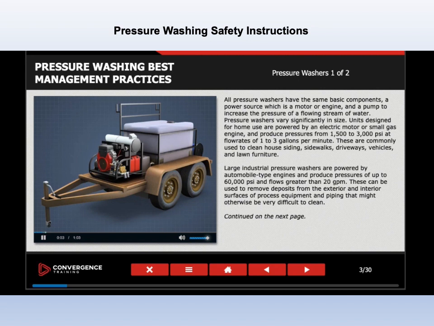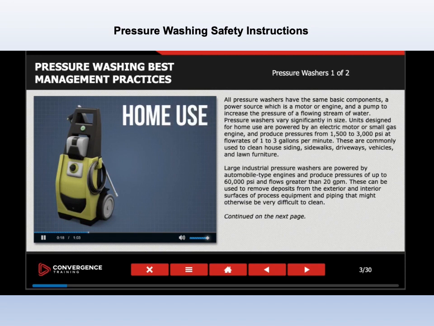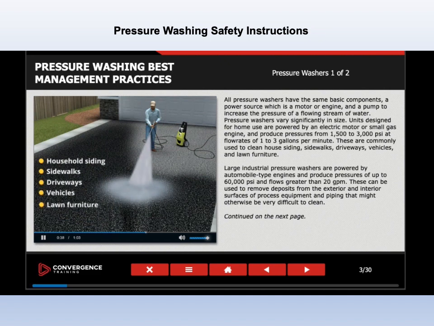All pressure washers have the same basic components: a power source, which is a motor or engine, and a pump to increase the pressure of a flowing stream of water. Pressure washers vary significantly in size. Units designed for home use are powered by an electric motor or small gas engine and produce pressures from 1,500 to 3,000 psi at flow rates of 1 to 3 gallons per minute. These are commonly used to clean house siding, sidewalks, driveways, vehicles, and lawn furniture.